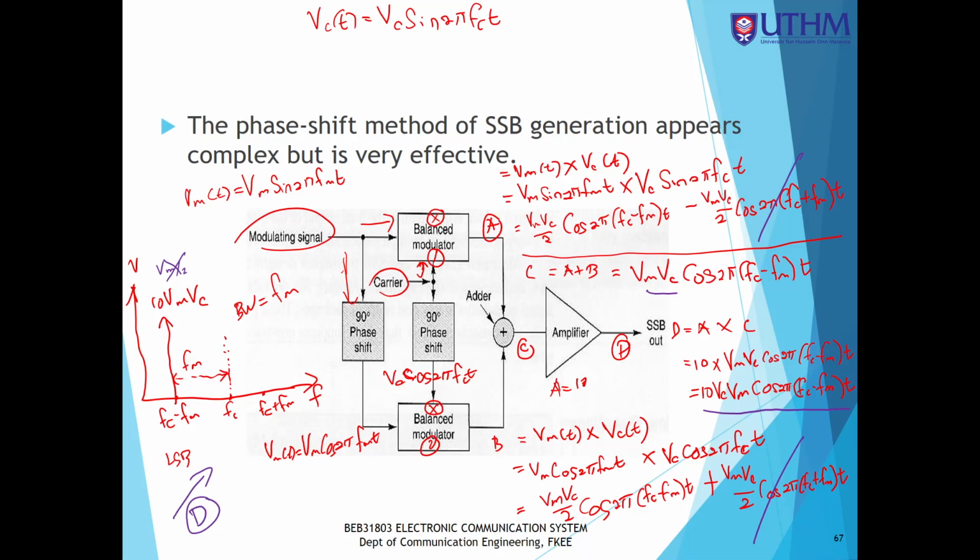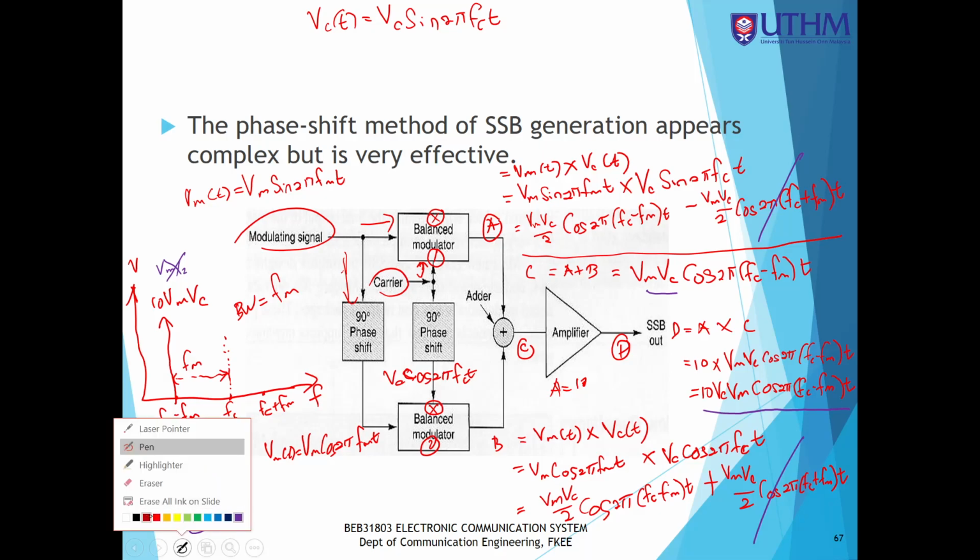At point A is different. Point B is different. Okay, so now I'm talking about point D. At point D, the amplitude spectrum is like this. We have one component, the lower sideband, with the amplitude of 10 Vm Vc, located at Fc minus Fm.